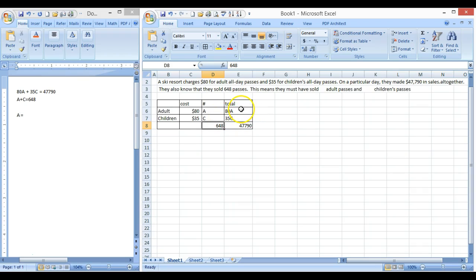Over here, if I add the total of how much they made on the adult tickets and how much they made on the children's tickets, I'll get the total they made all together. So I have my two equations: A plus C equals 648, and 80A plus 35C equals $47,790, which I've written over here in Microsoft Word, just because I kind of like working over here.